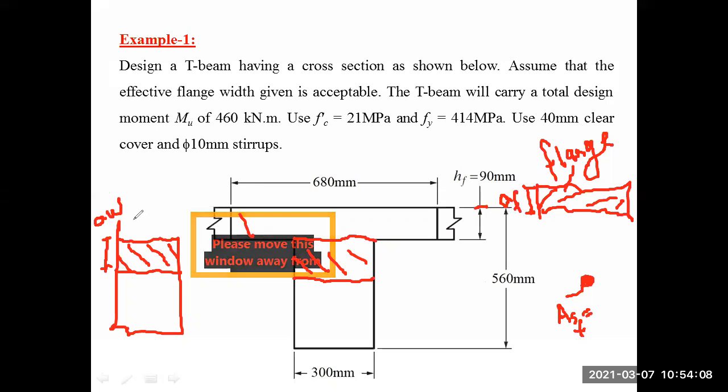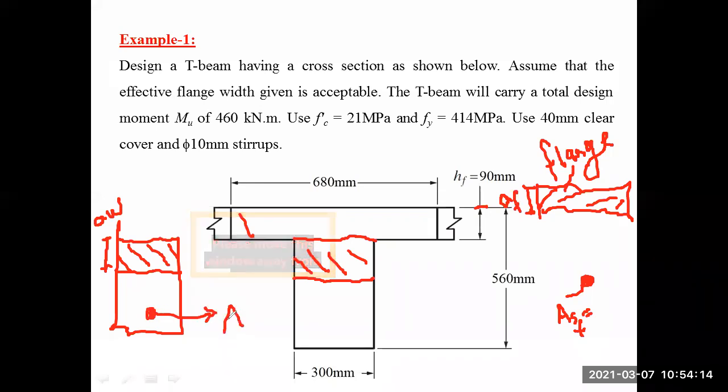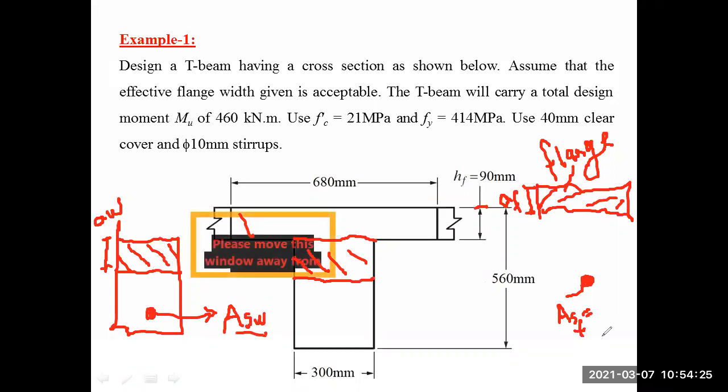So now based on AW, we can get another amount of steel reinforcement, and we could label it as AS sub W, web. So this much of steel bar we have designed based on the web side, and this much of steel bar we have designed based on the flange side. So the total reinforcement would be the total reinforcement that we need. AS total, or AS tension, whatever you call it.